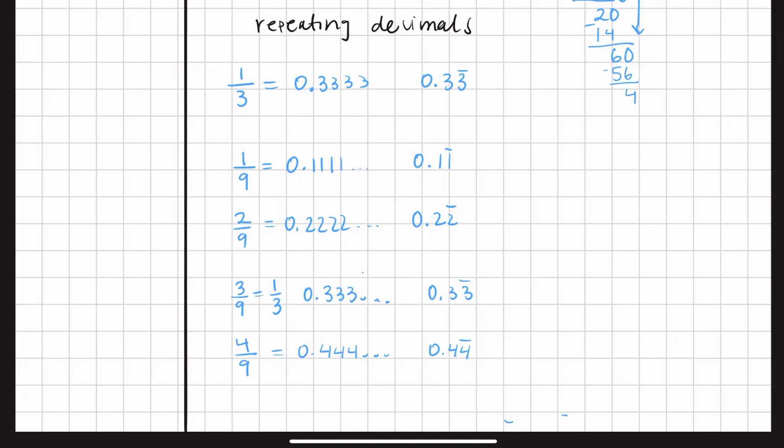So that's something you should keep in your back pocket about ninths. Shortcut, you should know that it's the numerator repeated itself, right? But repeating decimals don't necessarily have to have all the digits the same.